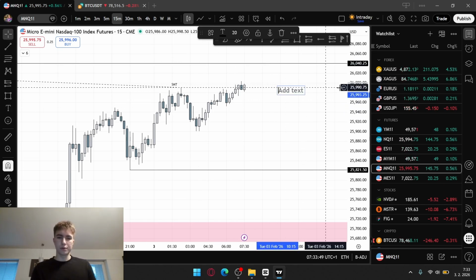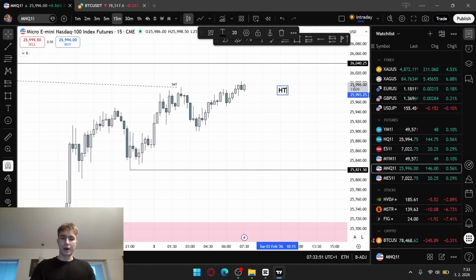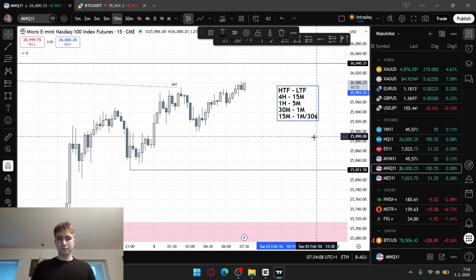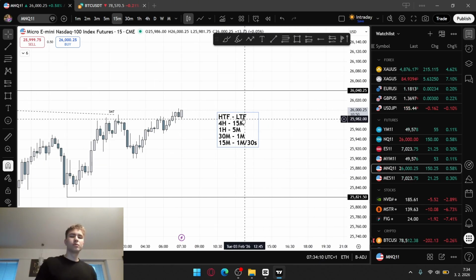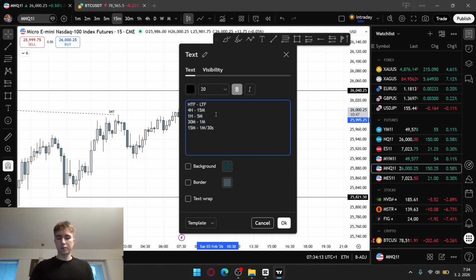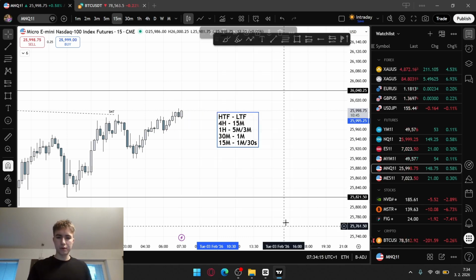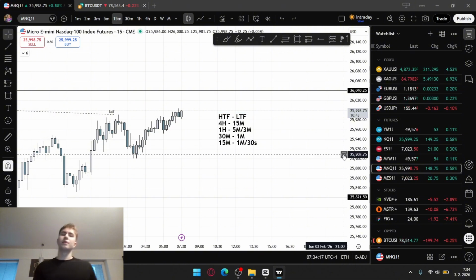I could also work it out, higher time frame versus the lower time frame. 4 hour would be matched with the 15 minute, 1 hour with the 5 minute, 30 minute with the 1 minute, and the 15 minute with the 1 minute slash 30 seconds. These are my go-to time frames. Actually, the 5 hour would be matched with the 3 minute. These are my time frame alignments.